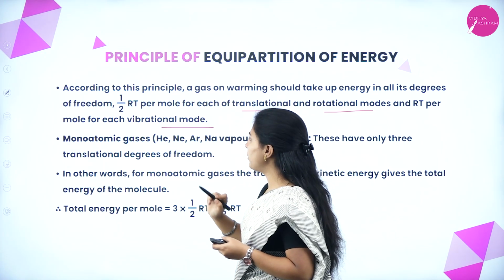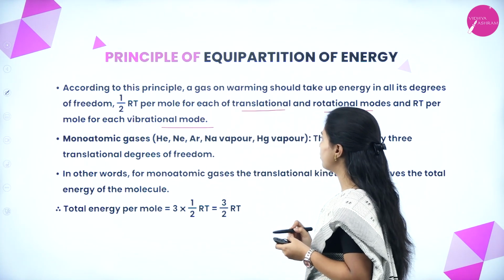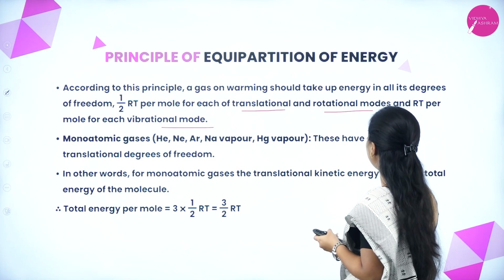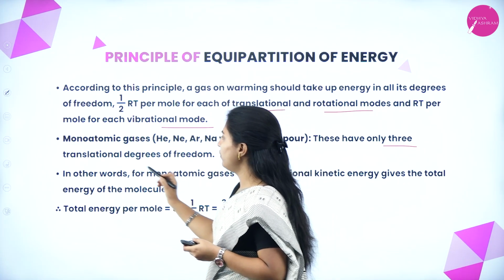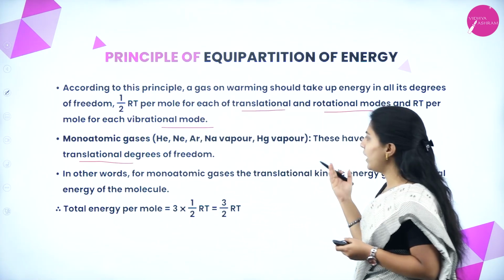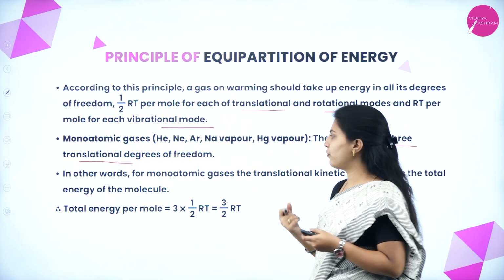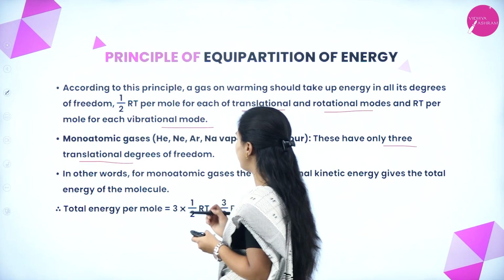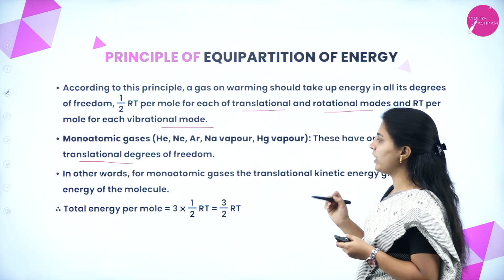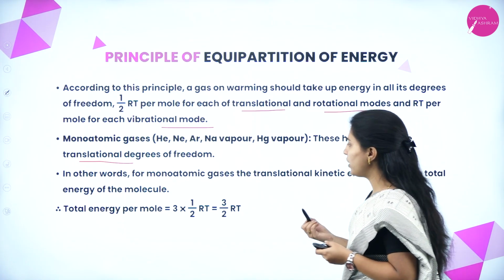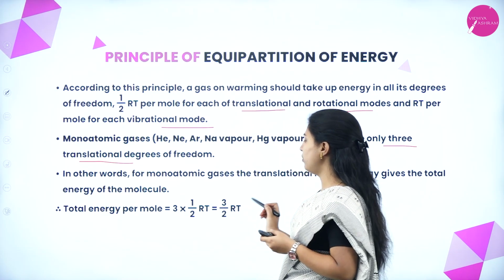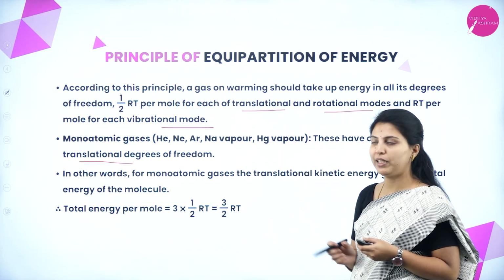Monoatomic gases like helium, neon, argon, sodium vapor and mercury vapor have only 3 translational degrees of freedom. For monoatomic gases, you have to remember these points: 3 translational degrees of freedom are there. In other words, for monoatomic gases, the translational kinetic energy gives the total energy of the molecule. Total energy of the molecule is 3 into half RT, so 3 by 2 RT. This is how it is calculated.